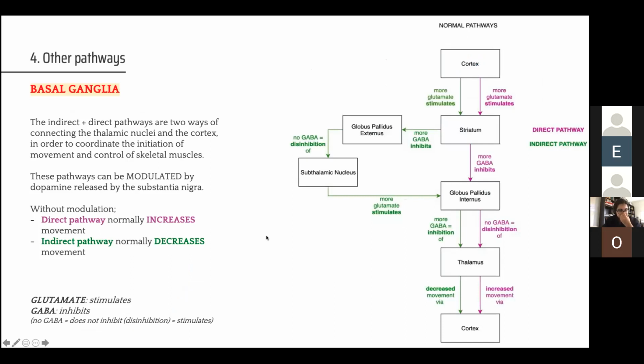The indirect and direct pathways. So this is what involves the basal ganglia. What the indirect and direct pathways are, they're a way of connecting the cortex to the thalamus and then back to the cortex. So it creates a loop.